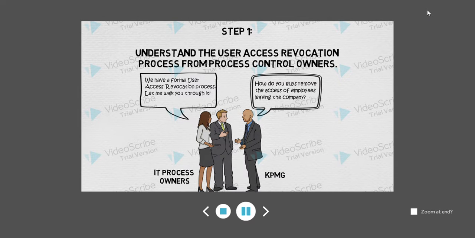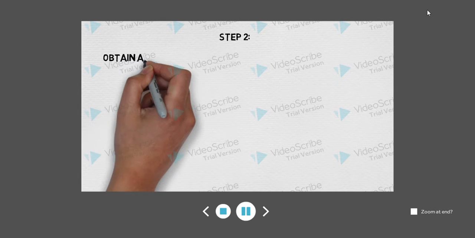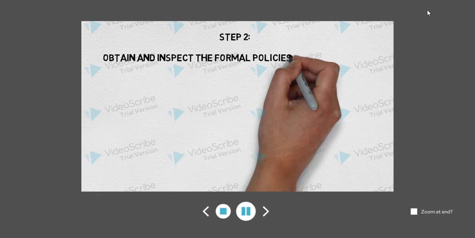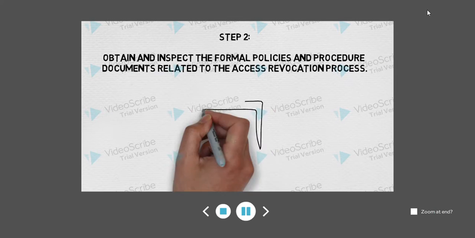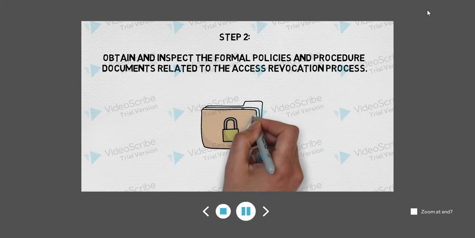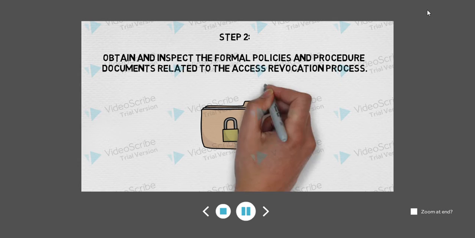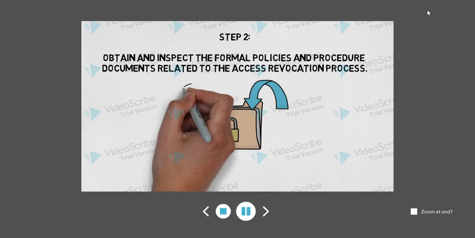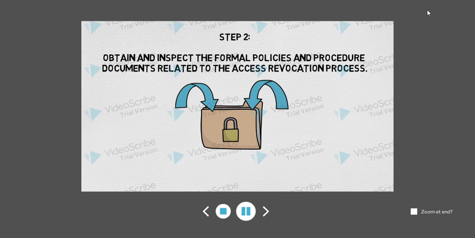The next step would be to obtain the formal policies and documents related to the user access revocation process for a detailed understanding. Typically, this process is covered as part of the user access management process.